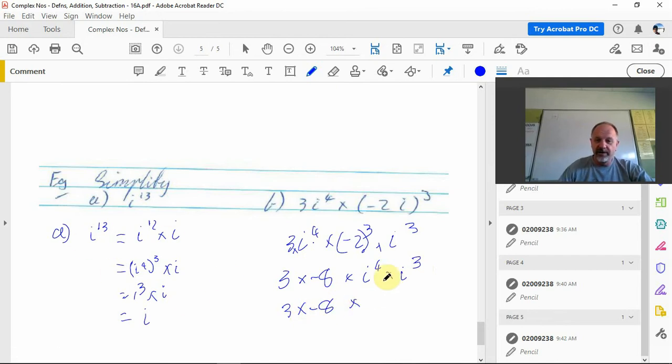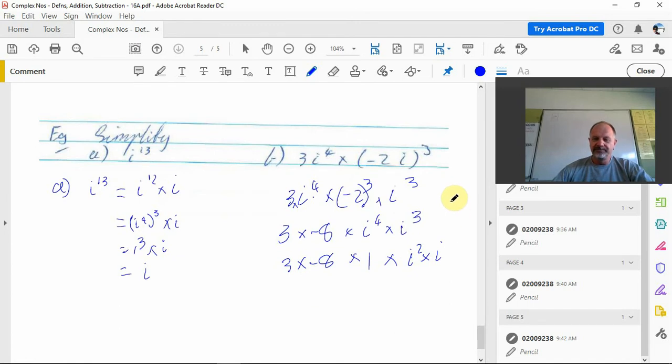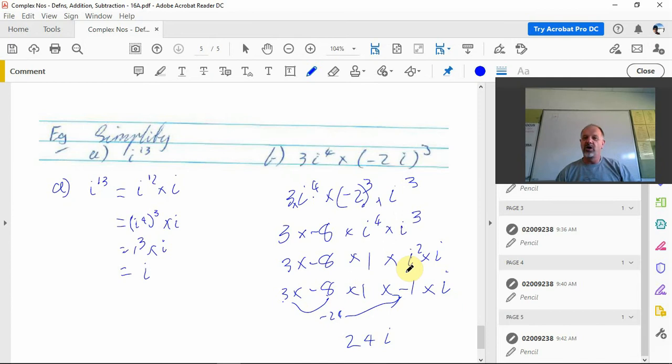Now, what we know then is that, from what we did over here, i to the 4 is 1, and i cubed is i squared times i. All right, so I could have scrolled back up, but I didn't. So 3 times -8 times 1 times -1 times i. We've got 3 times -8 is -24, times 1 is -24, times -1 is 24. So it looks like we've now got 24i as our final answer.